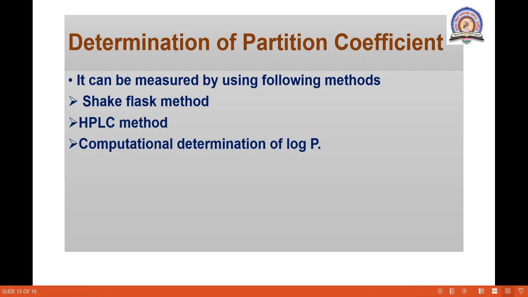In a separating funnel, we place two immiscible liquids. We keep the separating funnel constant, so two layers get separated. The lower layer has the higher density. So we can easily separate the two immiscible liquids. That is nothing but the shake flask method. Okay, so it is very familiar to us. So these are the three methods used for the determination of the partition coefficient.